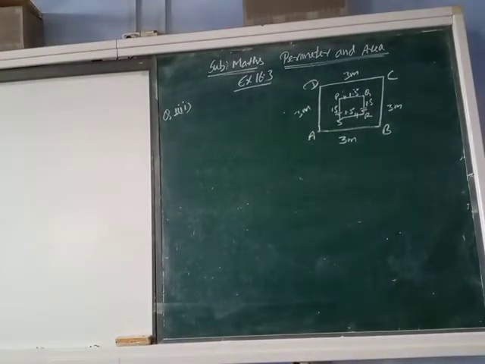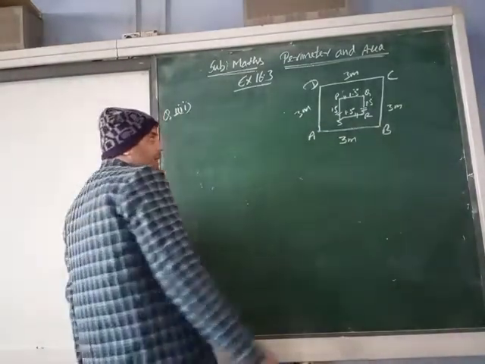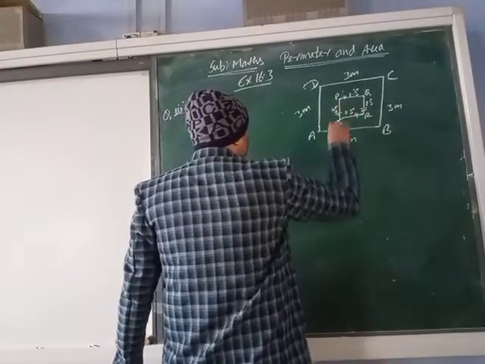Then what we have to do? First of all, we find out the area of square A, B, C, D. Then the area of square P, Q, R, S. Then subtract. Then you will get the answer.